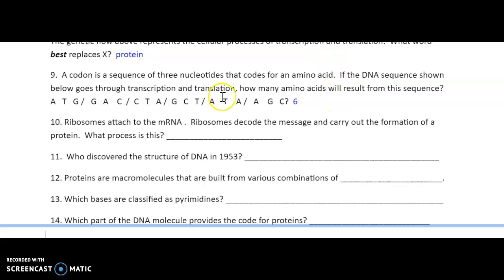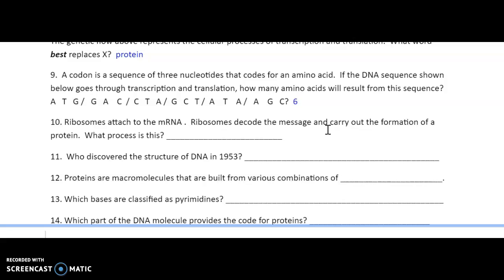And sometimes they might ask you the other way. If there are 6 amino acids in a polypeptide, how many bases were in the DNA template? Well, then you know there were 3 bases for each of those 6, so you would just say 6 times 3 equals 18 bases. So it goes either way. If you're given a big number of how many amino acids, you're going to divide by 3. If you're given the amino acids and it wants to know how many bases or nucleotides, then you're going to say amino acids times 3.